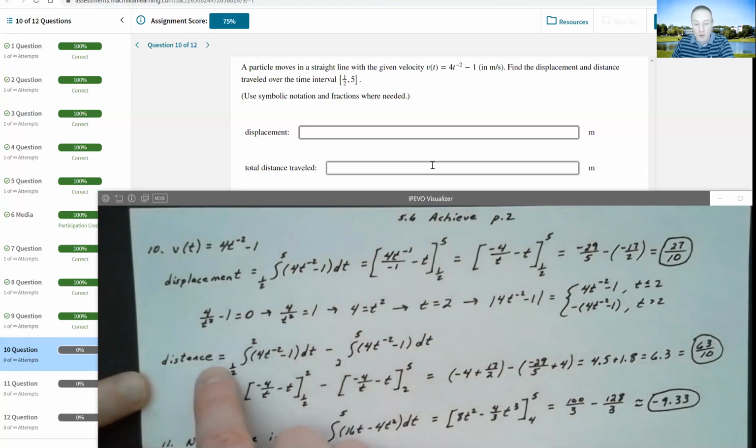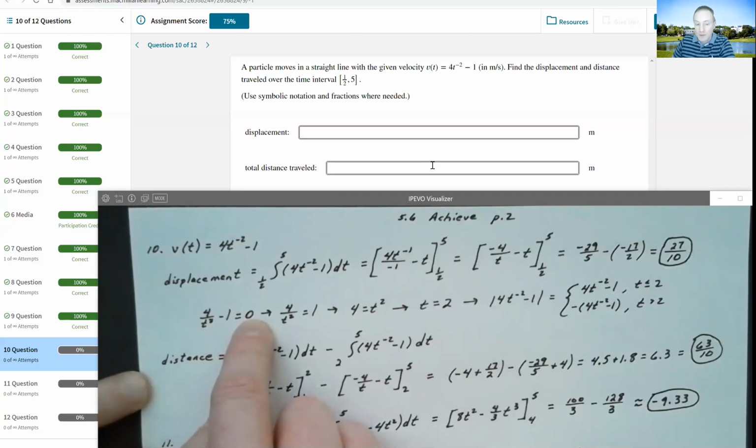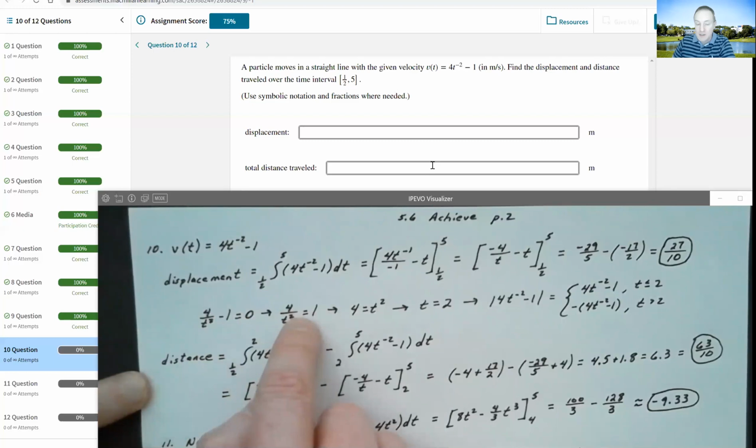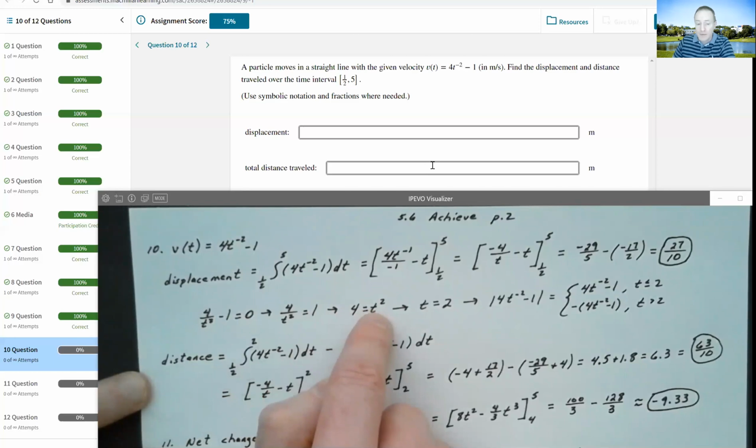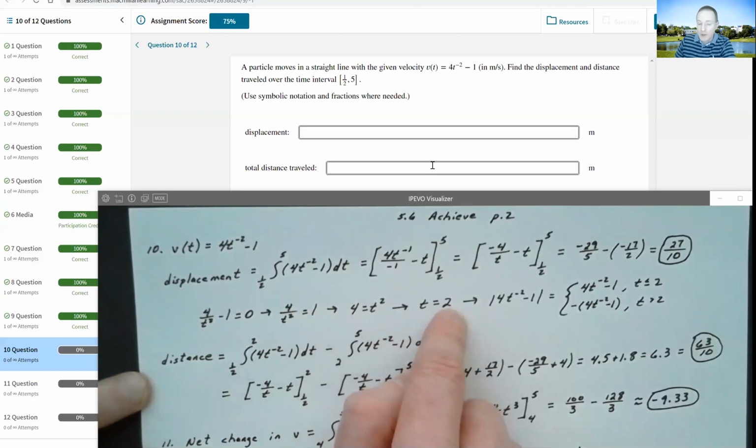Similarly, now I found the total distance traveled. Before I could do that, I had to think about when the absolute value is going to change the sign. So what I did is I set my original velocity function equal to 0. And I said, well, if the velocity function equals 0, then 4 over t squared is equal to 1. Now, if you multiply by t squared on both sides, that's going to give you t squared is equal to 4. Square root, t equals 2. We know that we can't have negative times, so you don't have to worry about the positive and negative root. So the only value of time in which this velocity function is going to equal 0 is at 2.